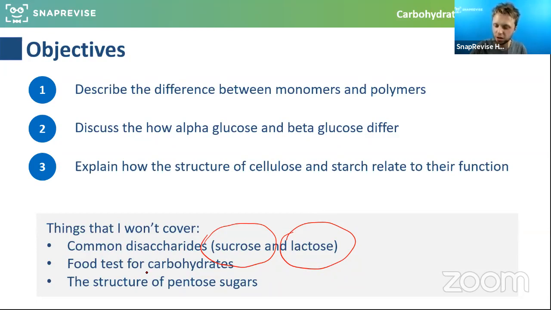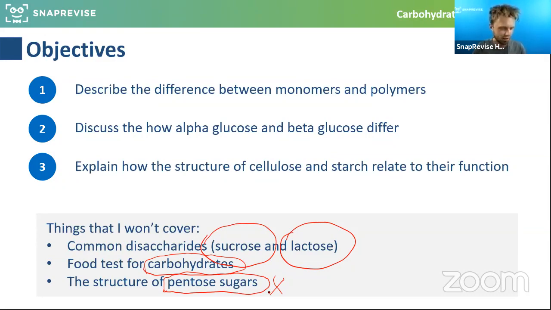Okay, I'm also not going to look at the food test for carbohydrates. I'm going to do another session on that in the future, so I'm going to ignore that. And finally, because some of you guys are doing some exam boards that don't cover pentose sugars, I'm not going to bother with that. It's just the one that does. I think it's one of the EdXL. I think it's the Salters one. So I'm not going to bother with that because it'd be a waste of the rest of your time.